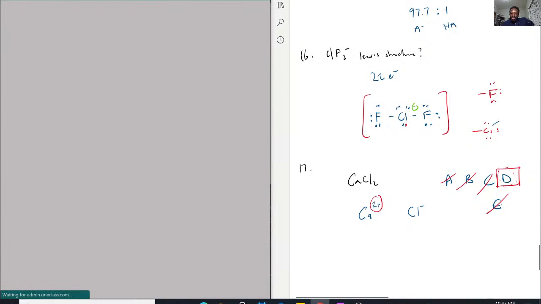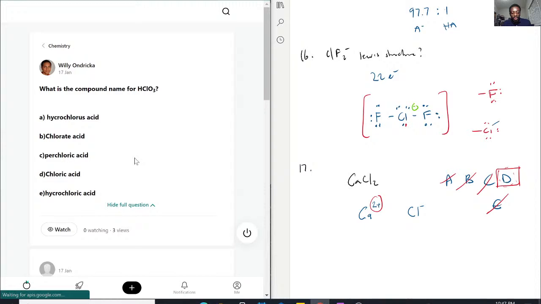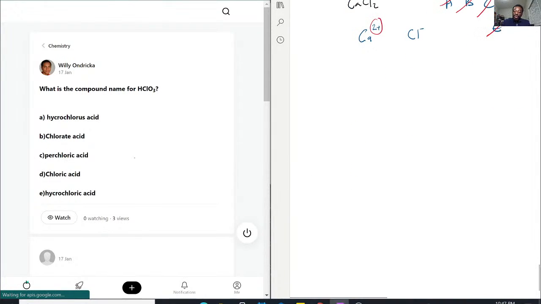So for question 18, we have this. What is a compound name for HClO3? And we have a lot of choices, which is good, because that would make you really think, okay? So now, this is where, unfortunately, a lot of memorization has to happen, okay? What do I mean? HClO3. We have to know almost by instinct what ClO3 is and then from there we can now determine its acid.